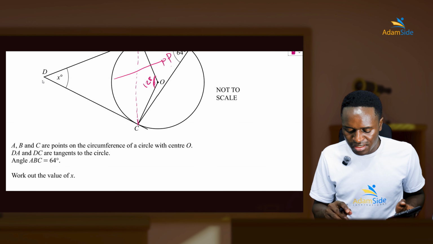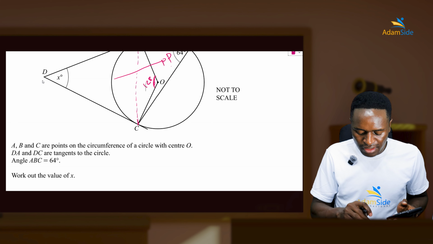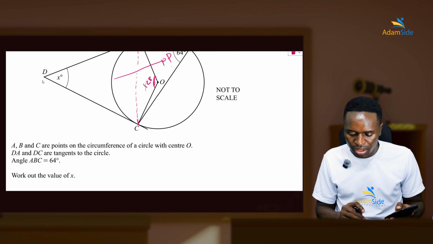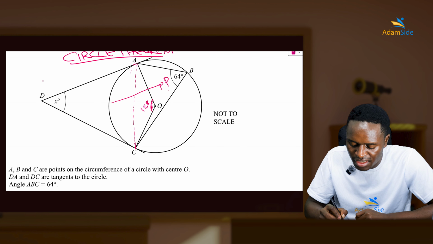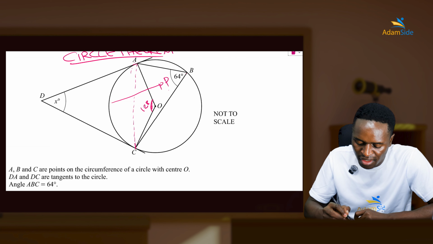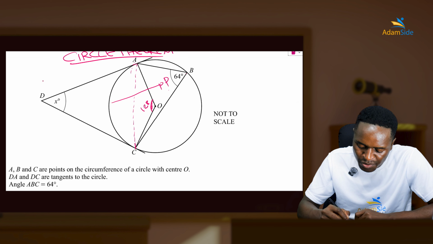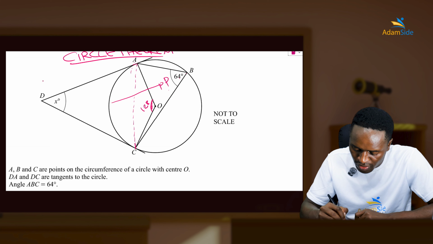To get the value of x, this is simple. Remember, this one and this one, they are supplementary. Here we have angles in a circle. We have this angle 64. We say angles that are subtended by the same arc AC at the center are twice. So you say 64 times 2. This is the center. 64 times 2, you get 128.